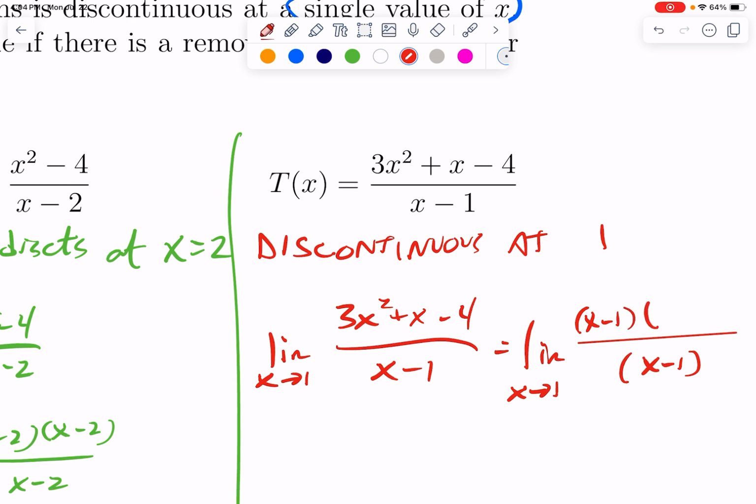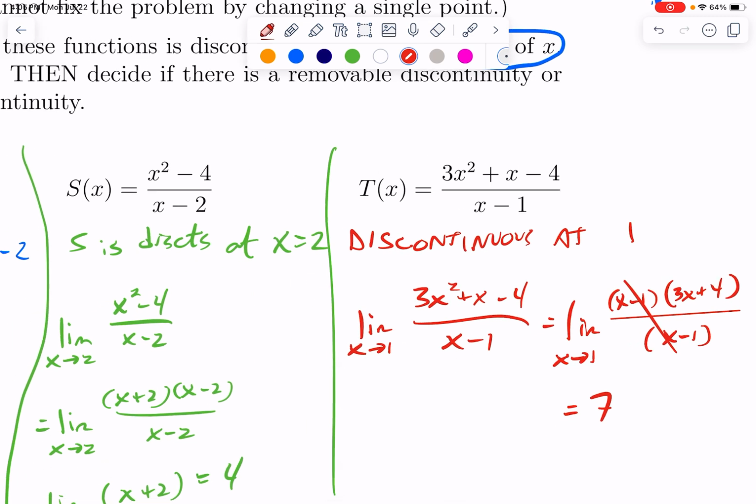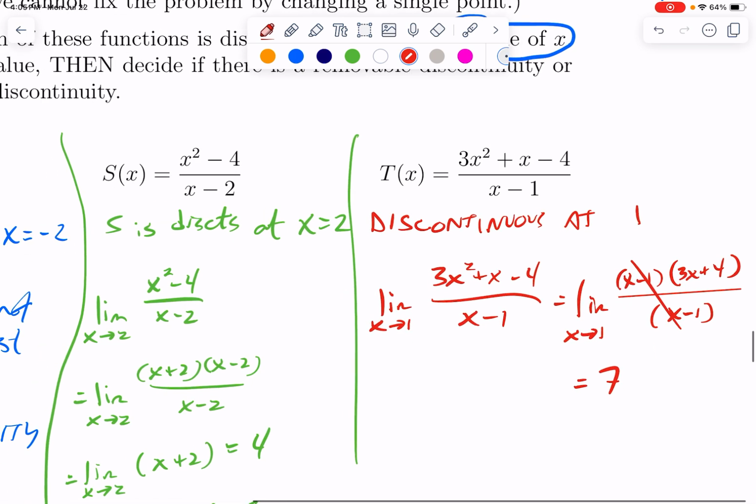So let's see, can I factor it using x minus 1? I would have a 3x squared here. I would have not 3x squared, just 3x. I have a 3x there. I would have a plus 4 there. And it looks like my middle term will work out. These cancel, and that limit would be 7. Right? So there is a limit. This is also removable.